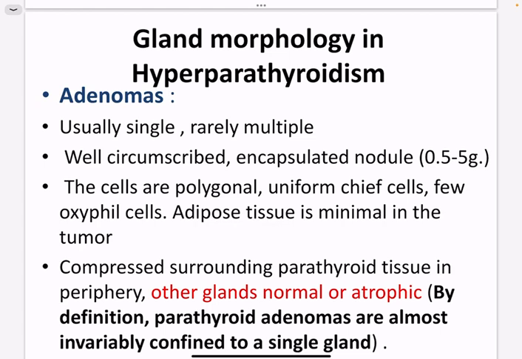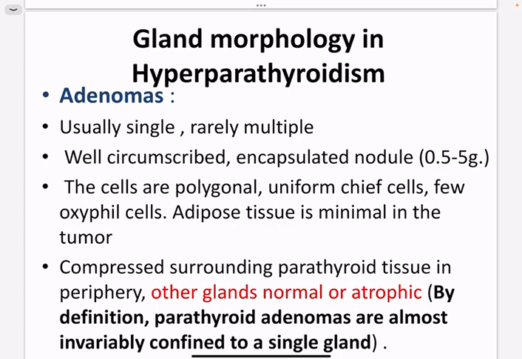The hyperplasia is something different. The hyperplasia usually affects the 4 glands. كل الجلاندز بيكونوا affected by the hyperplasia. يعني كل الجلاندز بيكونوا enlarged and all of the glands are producing parathyroid hormone. So by definition, parathyroid adenomas are almost invariably confined to a single gland. Invariably يعني بما لا يدع مجالا للشك يعني. Okay.